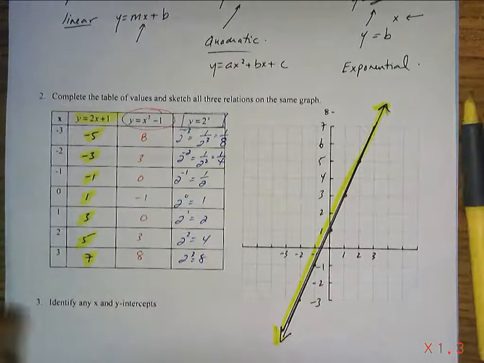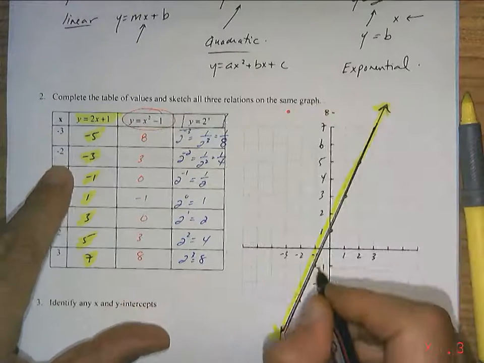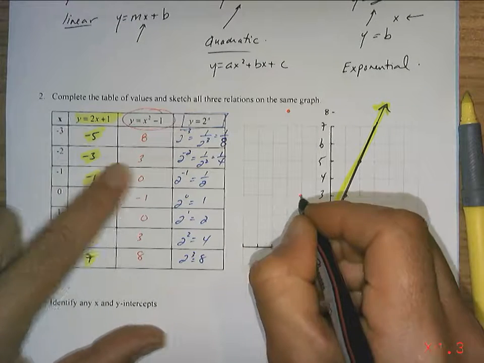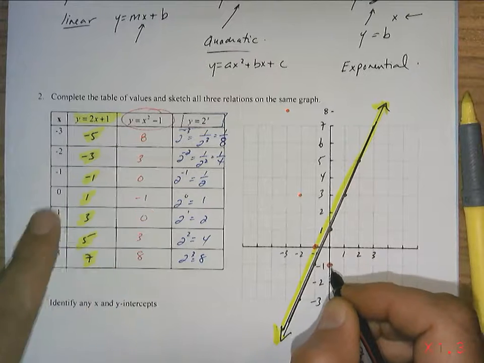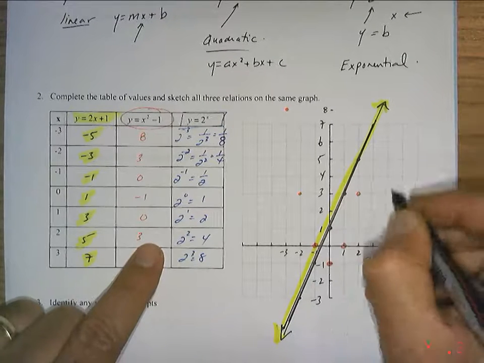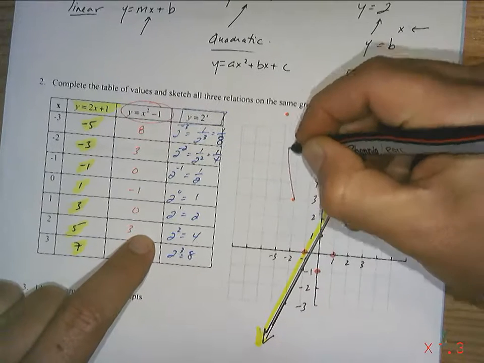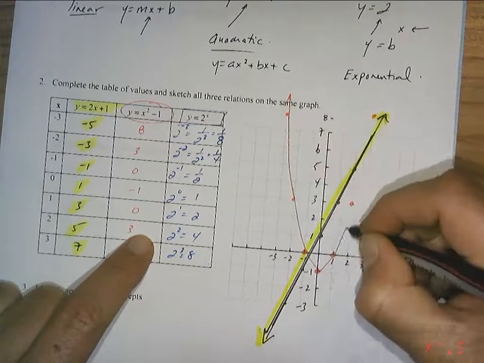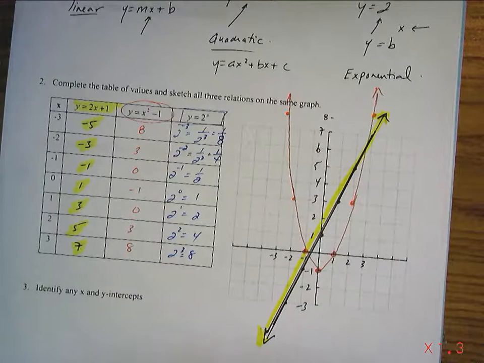How about the quadratic? Negative 3 and 8. That's way up here. Negative 2 and negative 3. Nope, sorry, negative 2 and positive 3. Negative 1 and 0. 0, negative 1. 1 and 0. 2 and 3. 3 and 8. So now remember, the curve has got to be kept. You can't just be joining this with straight lines because it's not a line, but it is a curve. So that's a parabola. That's a quadratic.